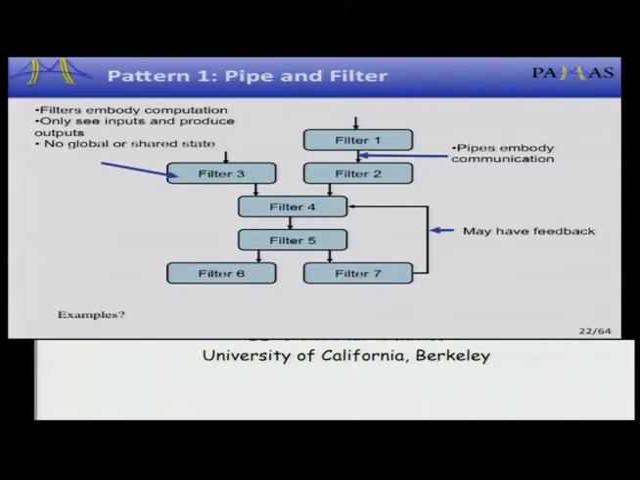They see input show up on their doorstep. They produce output, and that's it. They don't go off and appeal to some global state. Everything they do has to be based on the local state that they have. They have no global state. They have no shared state with other filters. So what are some examples from software that you know that have this basic structure?